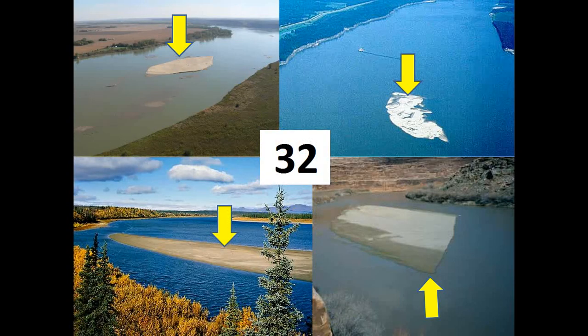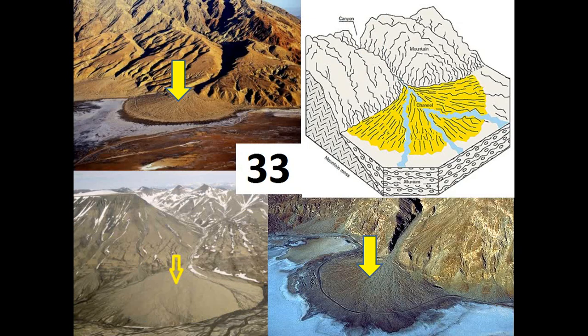32, we got a pile of sand sticking out in the middle of the river. This is called a bar. A bar is any pile of sediments that is higher than the water level in a river. Typically, we would say a sandbar, but they can be gravel bars, they can be silt bars. Usually, they're a mix of material. So instead of saying just sandbar, we're going to call them a bar.